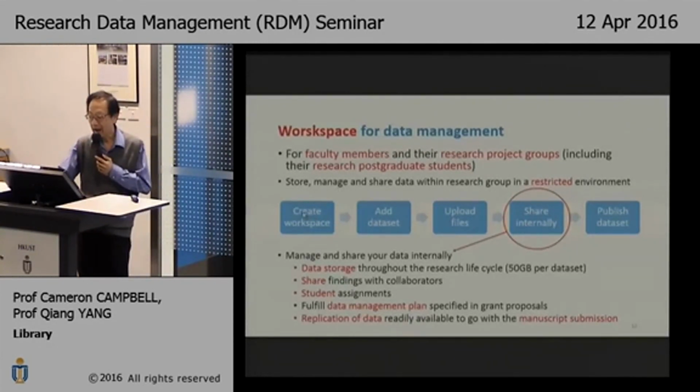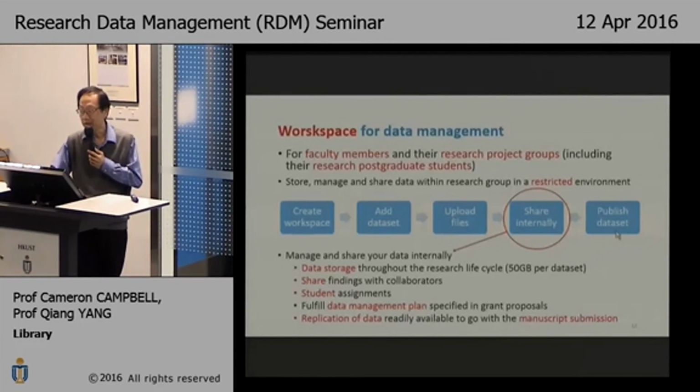And to create a workspace is simple. You just click a link and submit it. Once you create the workspace, you can edit it, add data sets, upload files, and start sharing internally. And then if the data set is ready to publish, you just inform the library, and the library will have people to help you to publish it.